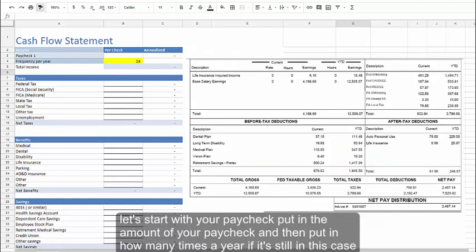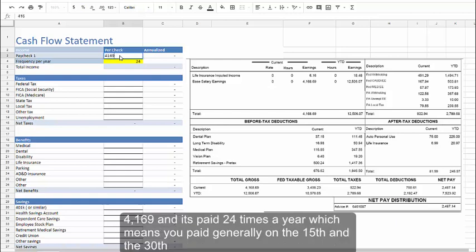Let's start with your paycheck. Put in the amount of your paycheck and then put in how many times a year it is. So in this case, 6/9. And this is paid 24 times a year, which means you're paid generally on the 15th and the 30th.